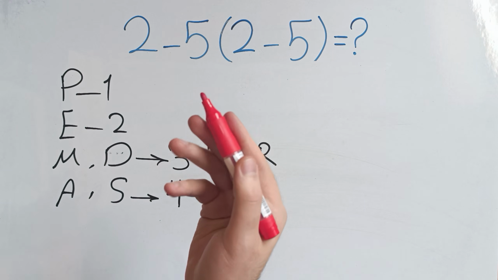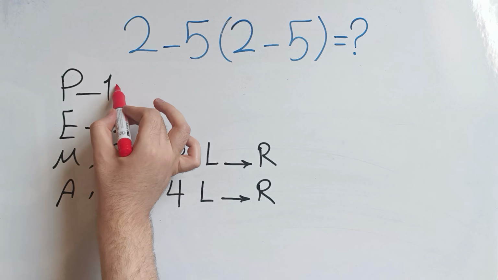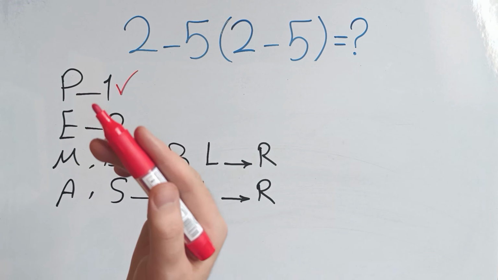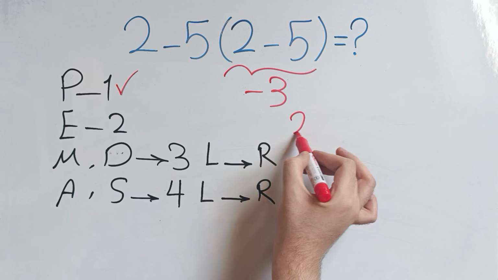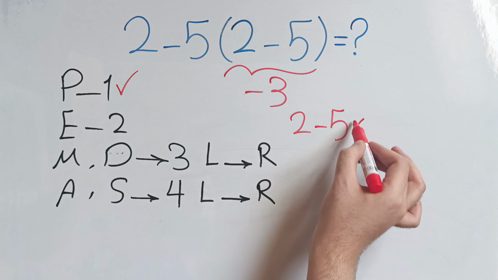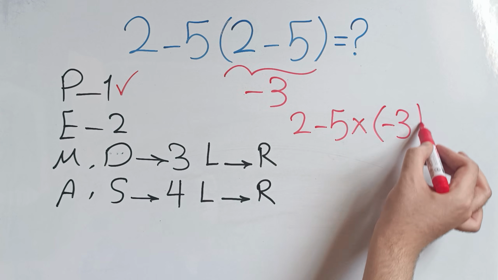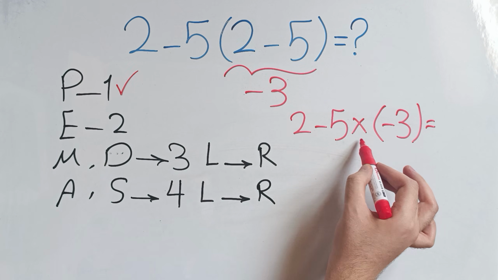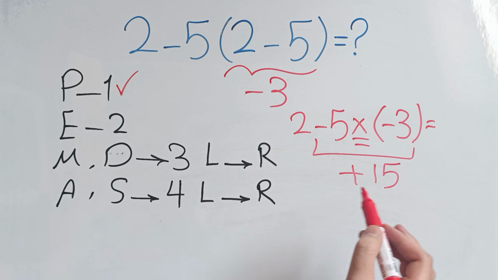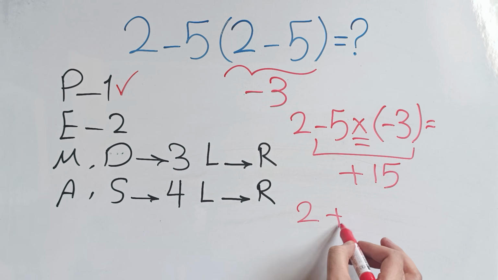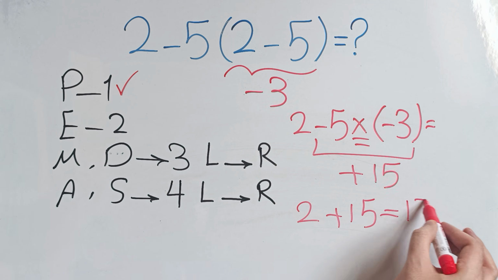According to the PEMDAS rule, we solve inside the parentheses first. So 2 minus 5 equals negative 3. Now our expression becomes 2 minus 5 times negative 3. In the next step, negative 5 times negative 3 equals positive 15. And finally, 2 plus 15 equals 17.